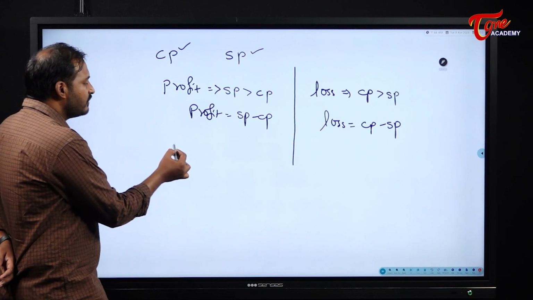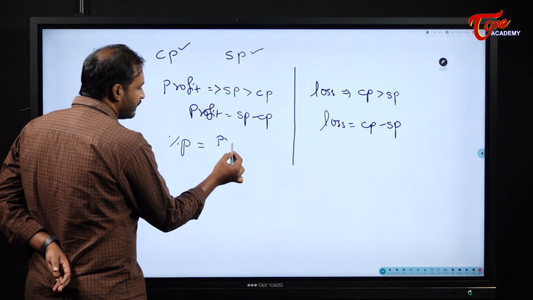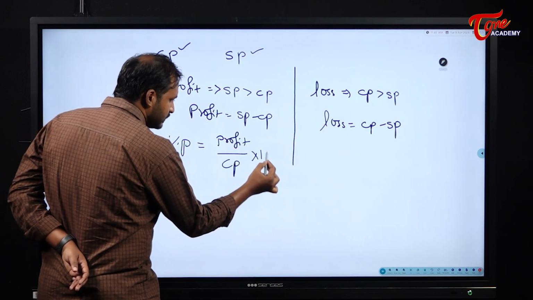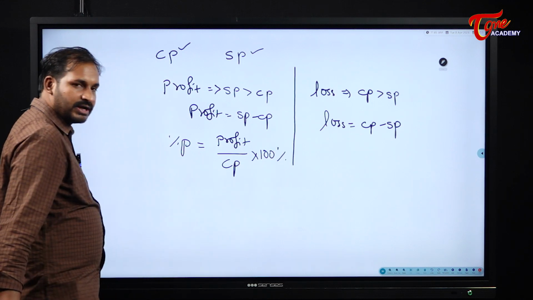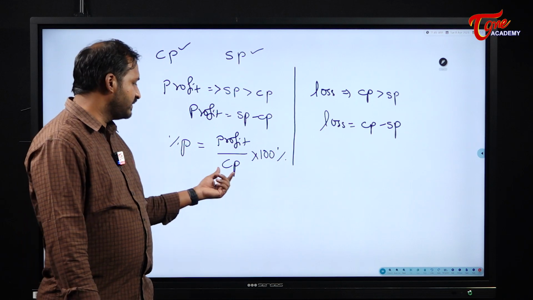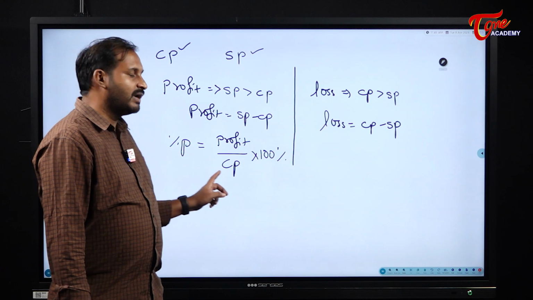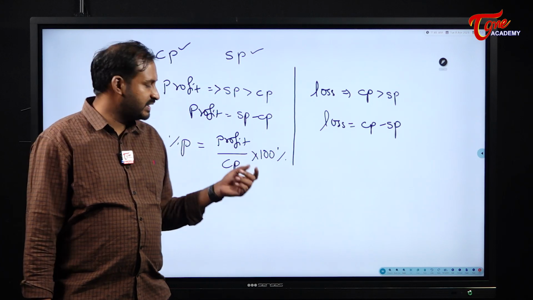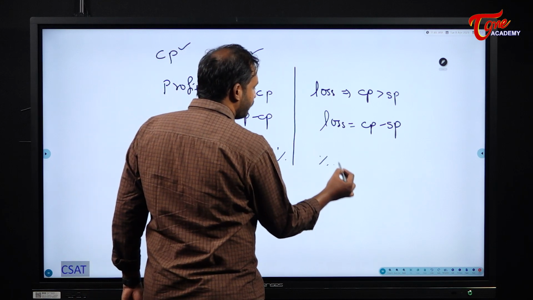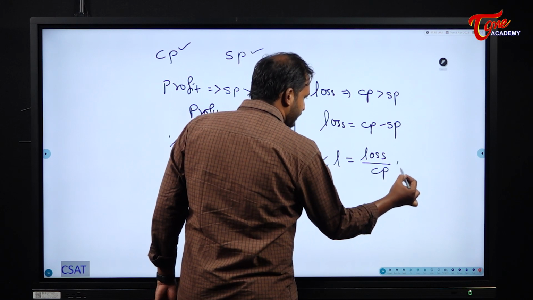Okay. Next, how will you find the percentage of profit or profit percentage? Profit by cost price into 100. Whether we find the profit or loss, usually we will compare with the cost price and then only we will decide profit or loss. So, always while calculating the profit percentage or loss percentage, we will compare it with the cost price only. Similarly, percentage of loss becomes loss by CP into 100 percentage.